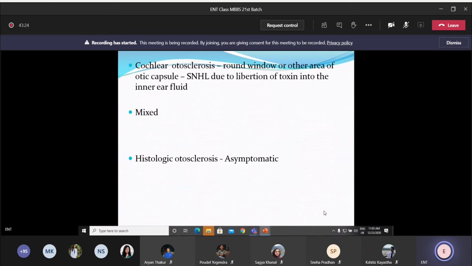And there's a histological otosclerosis too, histologic. These remain asymptomatic. It would not give rise to conductive or sensorineural hearing loss, but this can only be seen when you do a cadaveric dissection. These are only seen then, so it does not give rise to any symptom.